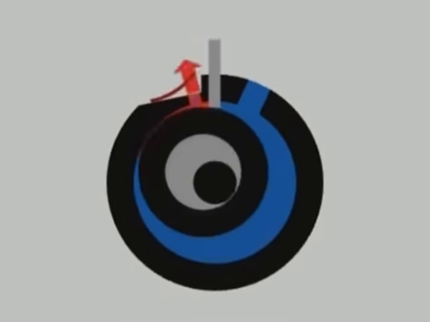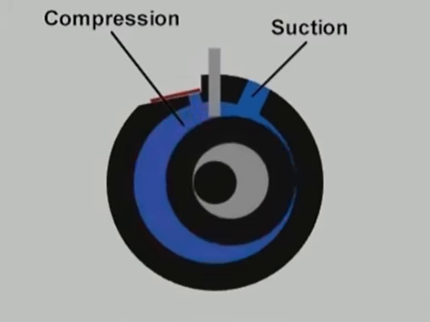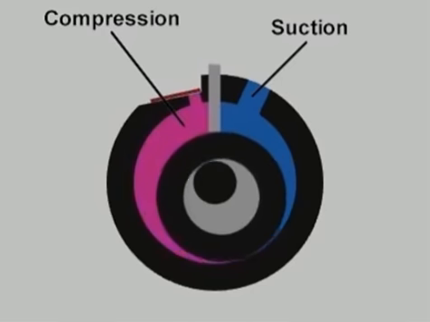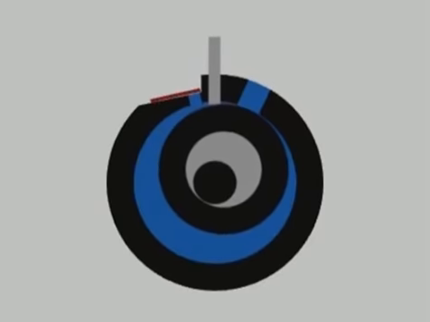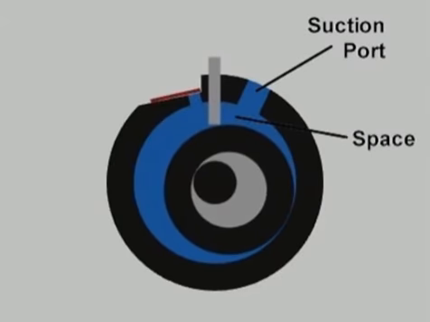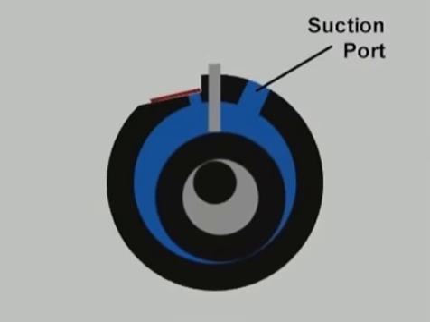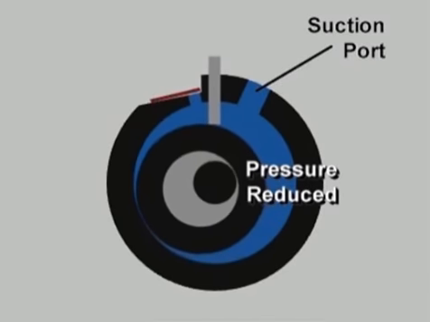It takes 2 full rotations of the shaft to draw in and compress a volume of refrigerant vapor. Notice how compression and suction occur simultaneously on opposite sides of the rolling piston. For example, starting at top dead center, as the eccentric shaft rotates the rolling piston past the suction port, it begins to open, forming a space between the vane, the rolling piston, and the housing. With continued rotation, the volume of this space increases, reducing the pressure below the low side pressure of the cycle.